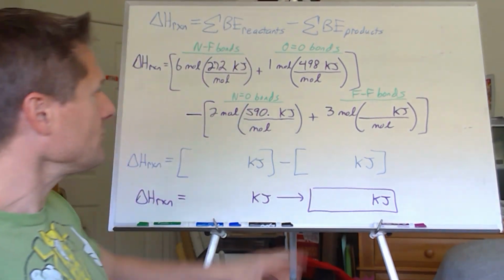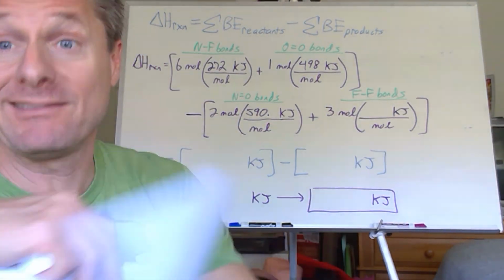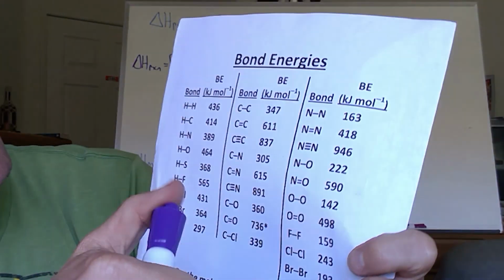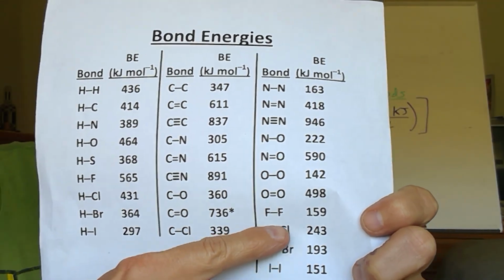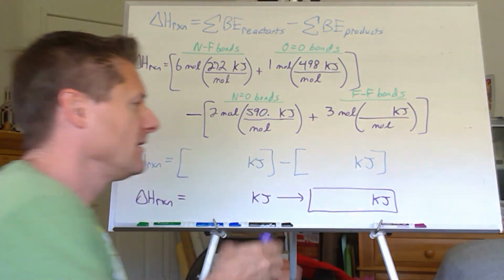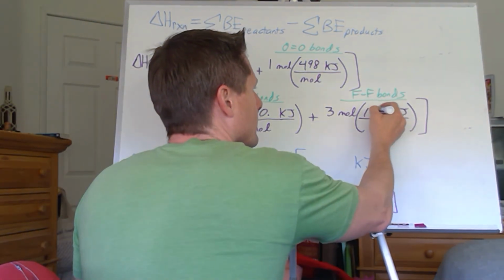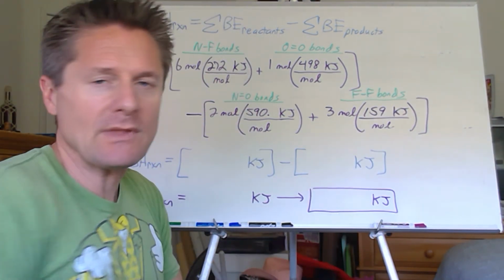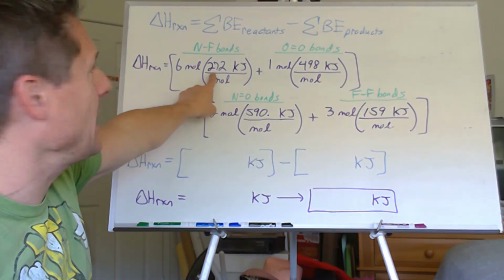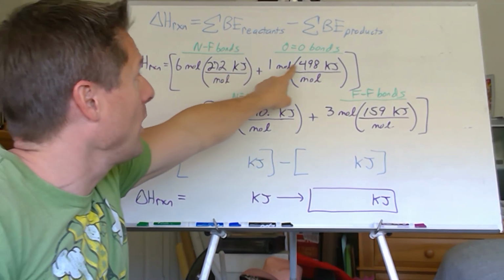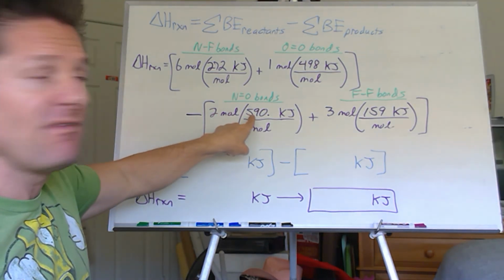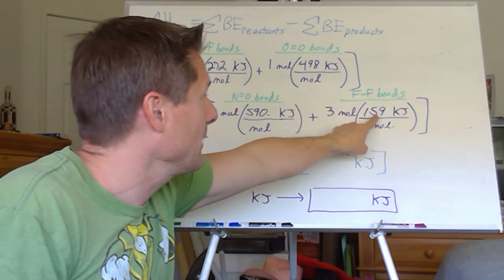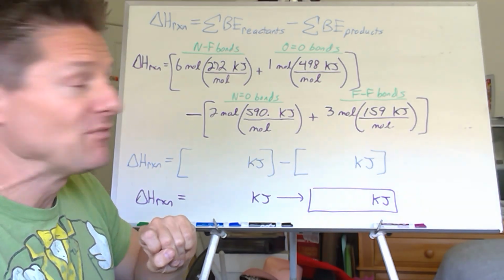All right, and then fluorine single bonds. This should actually be a pretty accurate one because fluorine's diatomic. See the 159 right there? So let's go with 159 for fluorine. What I want you to do is take 6 times 272 plus 1 times 498, and write that value there. Then take 2 times 590 plus 3 times 159 and write that number there.